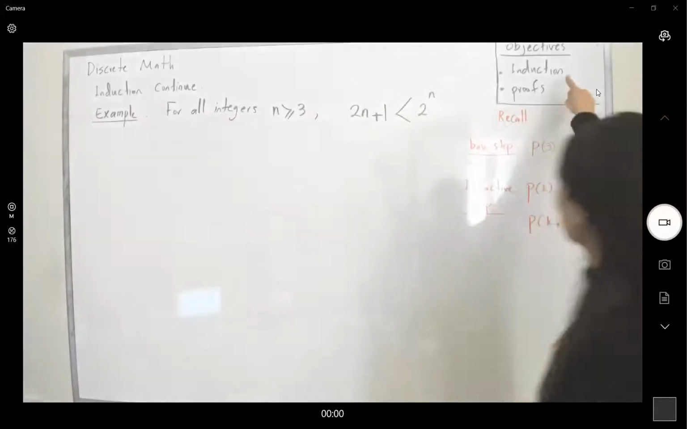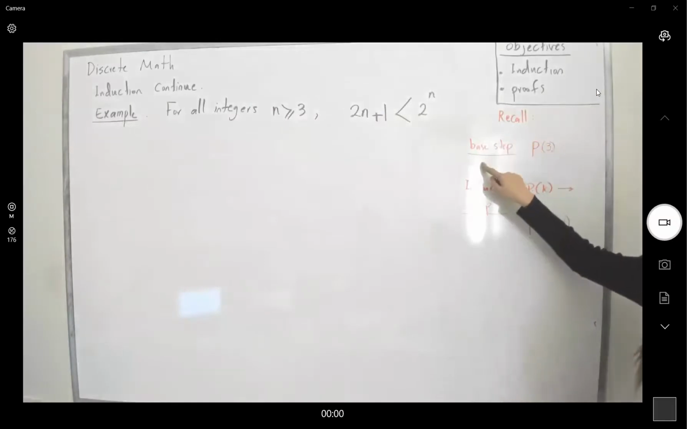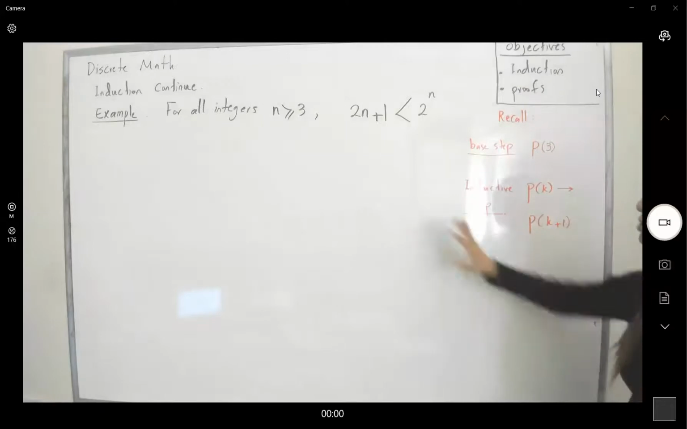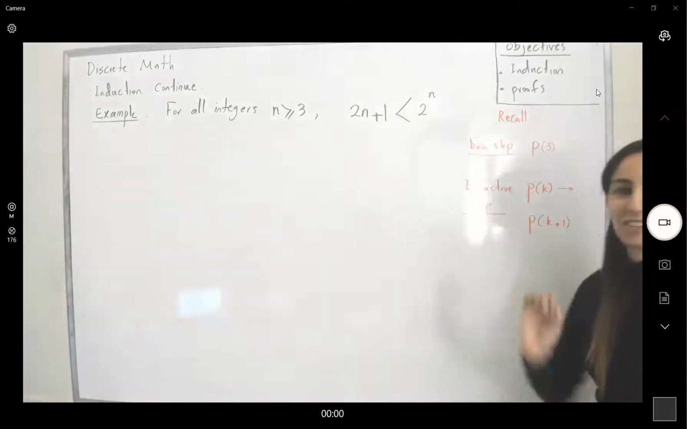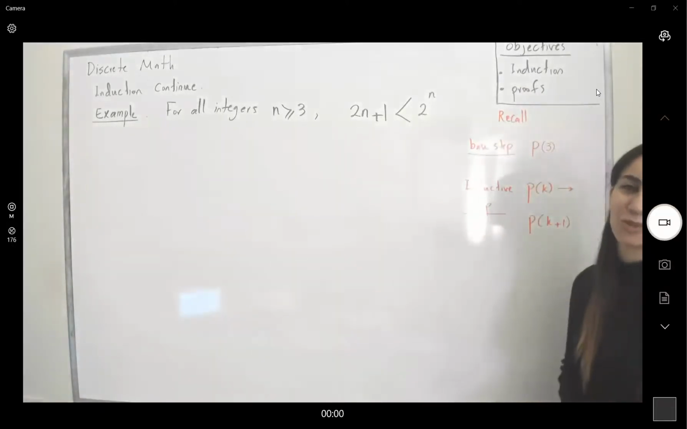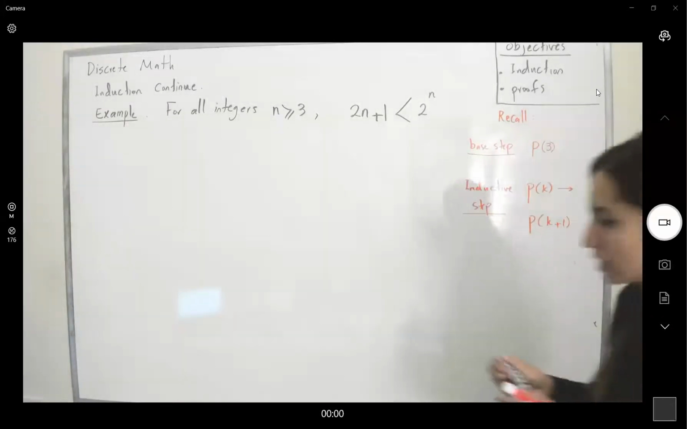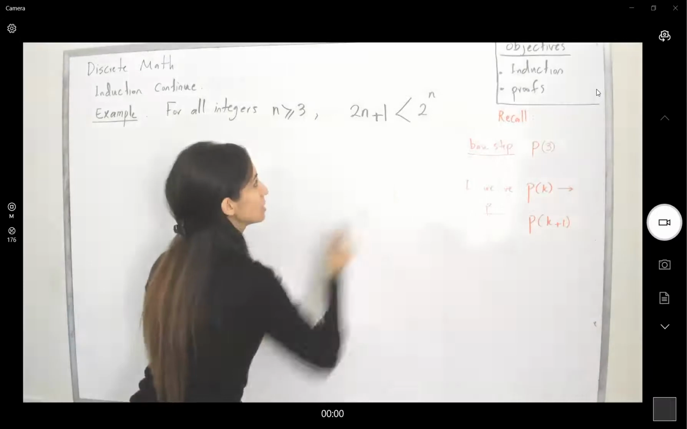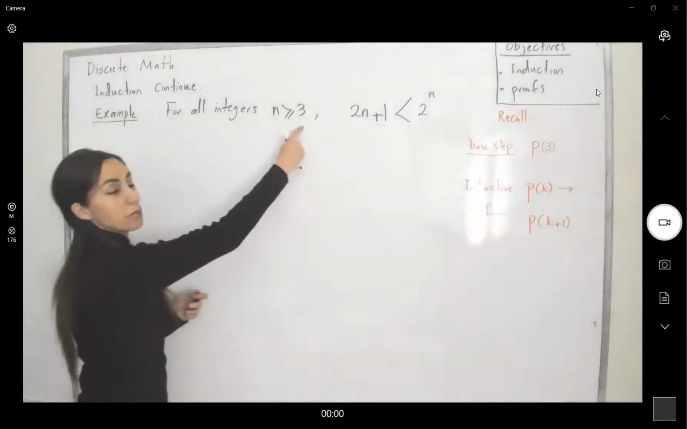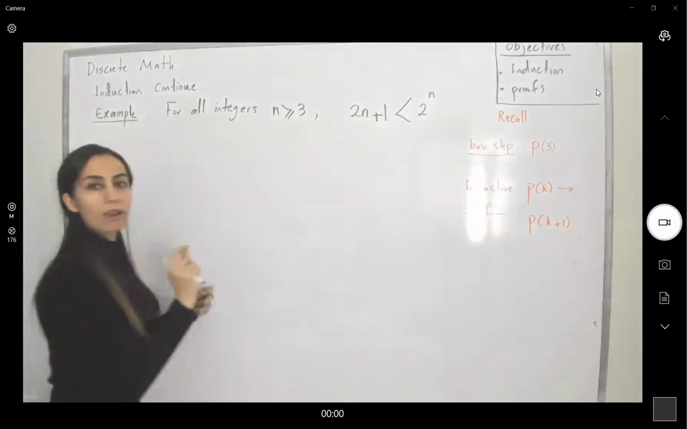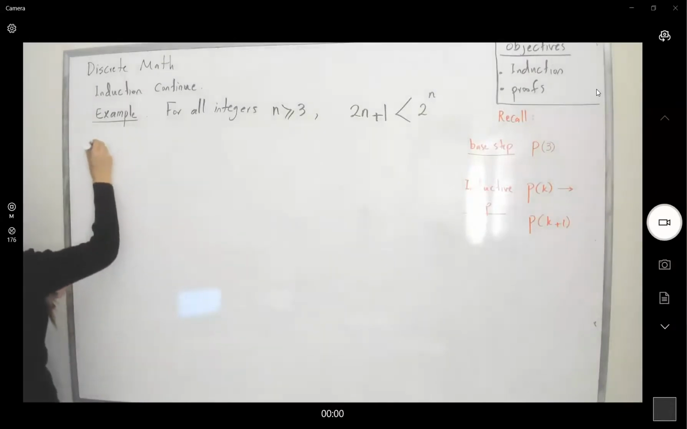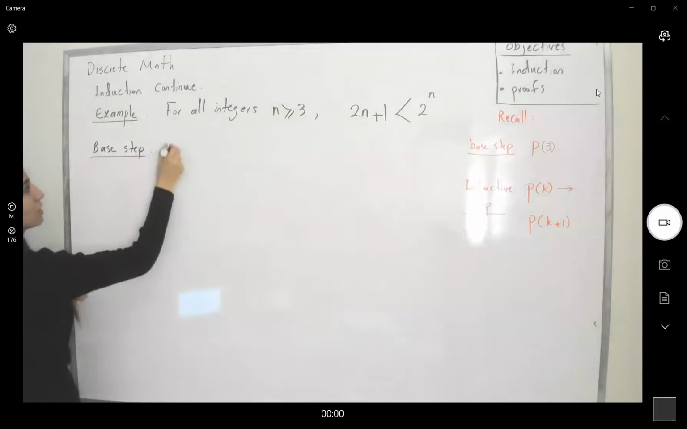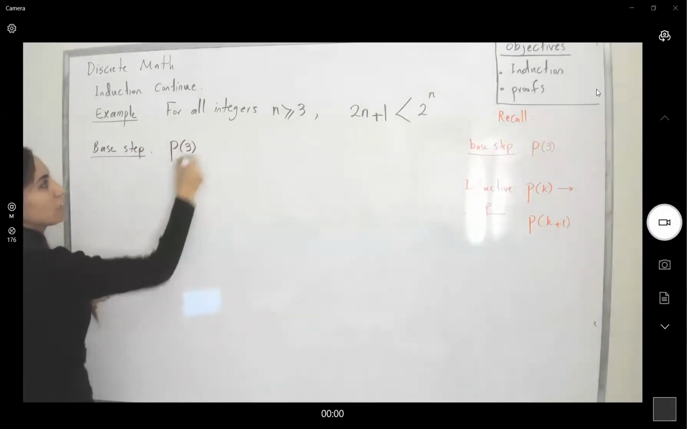So the method of induction says if the base step is true and the inductive step is true, this statement is going to be true for all numbers greater than or equal to 3. Let us begin. Our base step says if I plug in 3, this inequality is met. So base step, we need to show that P of 3 is true.